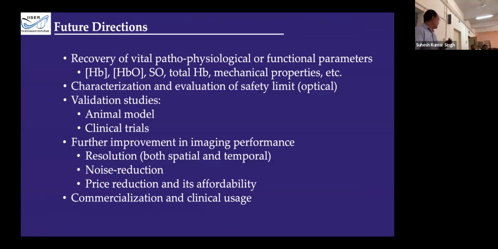In this pressure direction, as I have conveyed to you in so many ways, we can try to recover a lot of the information that the doctors need for clinical applications, and what the biologists need, and what technology we can look for. Then we have a long way to go: animal models, clinical trials, and then commercialization and clinical uses.